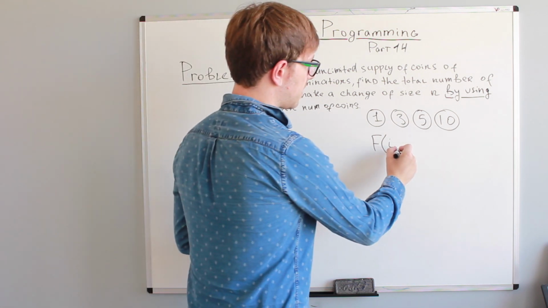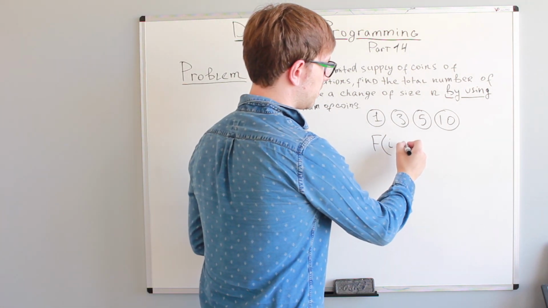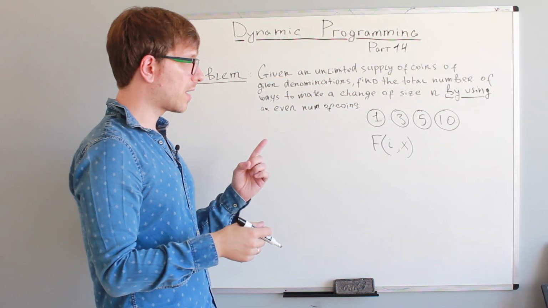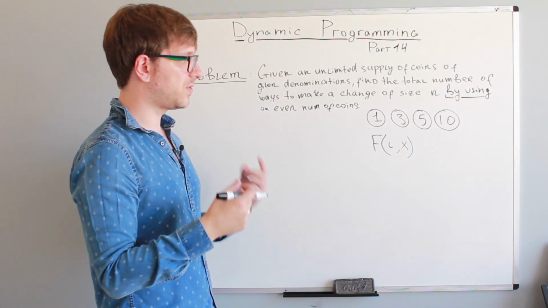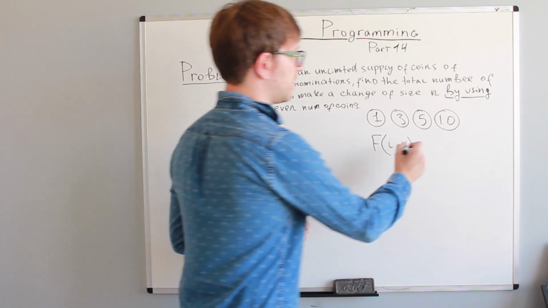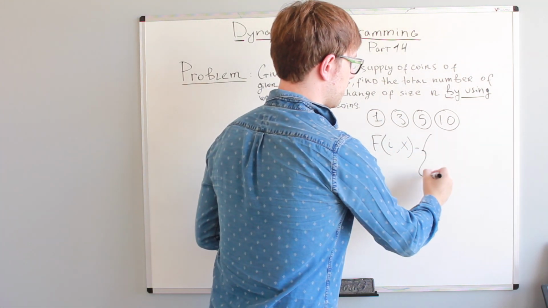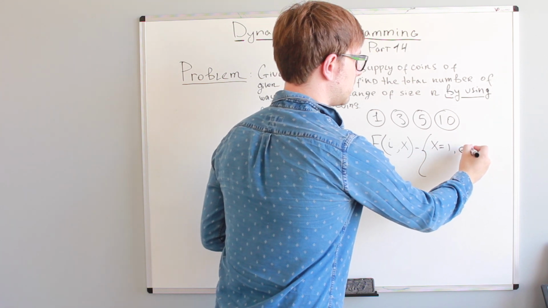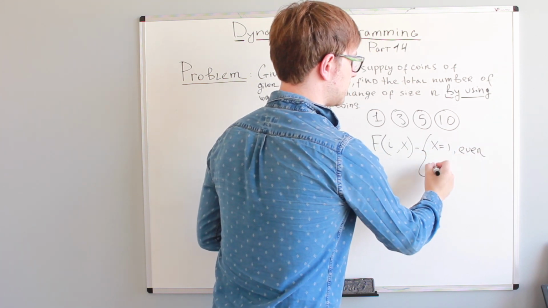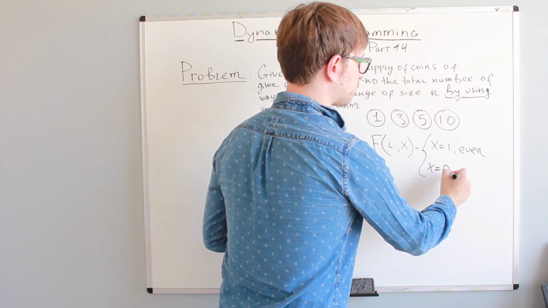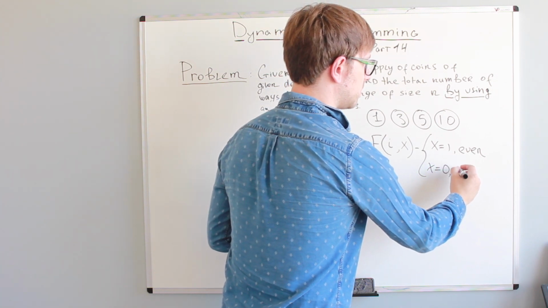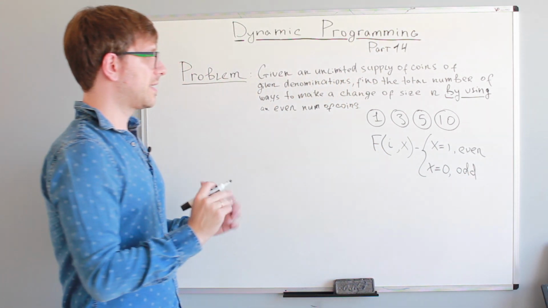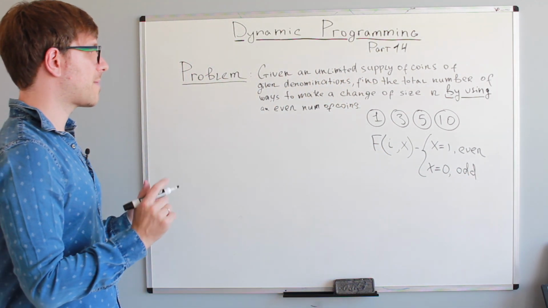So let's say that we'll have a parameter, let's say x, and then x will have 2 values, 1 for even numbers and 0 for odd numbers. So when x equals 1, this means even, and when x equals 0, this means odd numbers. Okay, great. Now let's identify base cases.